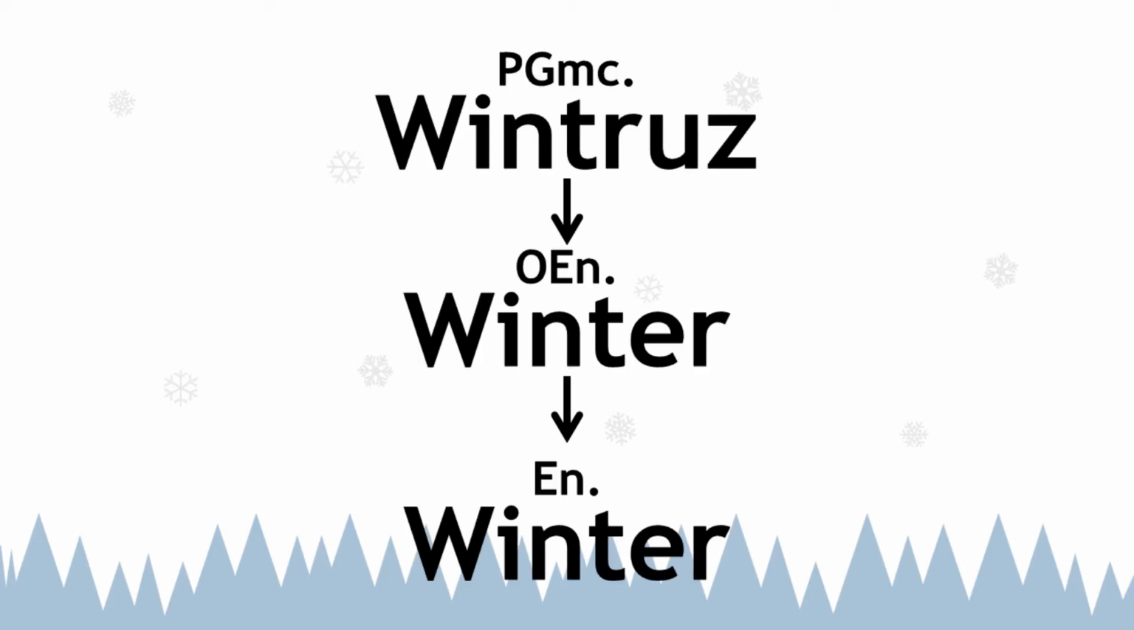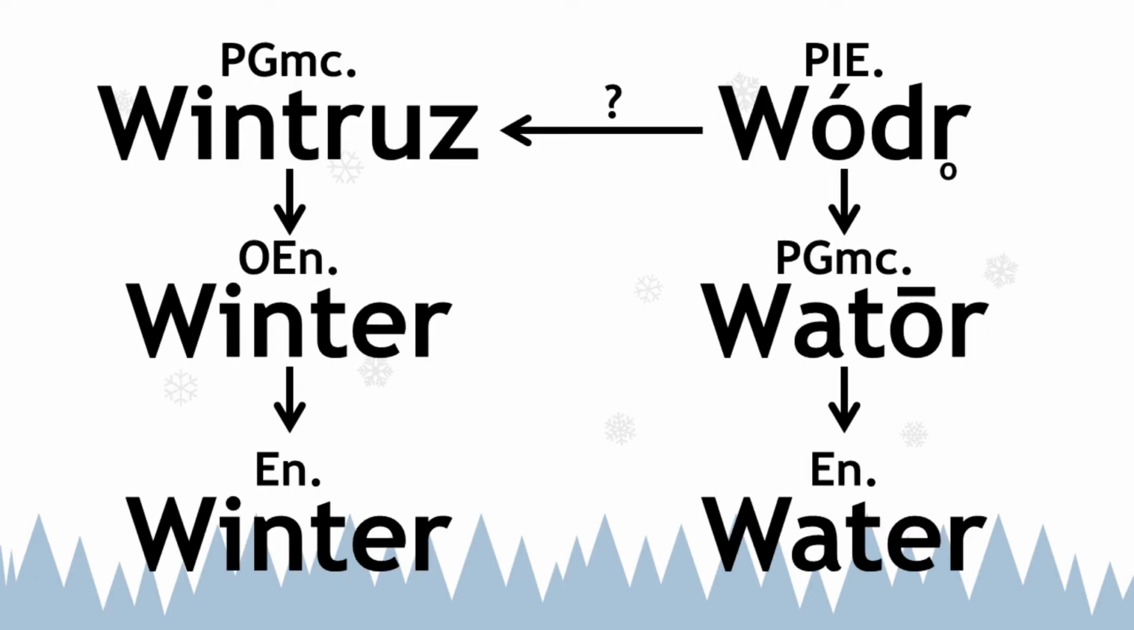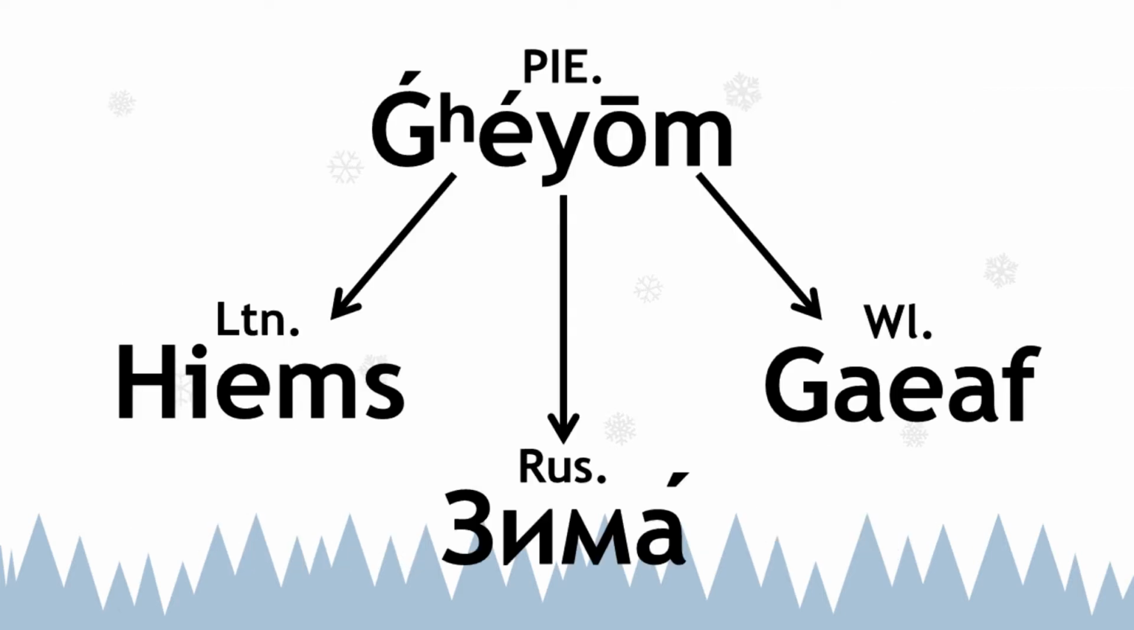Winter is another word we get from Germanic. It comes to us through Middle English and Old English winter, from Proto-Germanic windrus. Yet again, it isn't known for sure where this is from, but the prevailing theory is that it's related to Proto-Indo-European wodr, and in turn Proto-Germanic wator, therefore meaning the wet season. The original Proto-Indo-European word for winter was geum, from the root of which we get Latin hiemps, Russian zima, and Welsh geav.